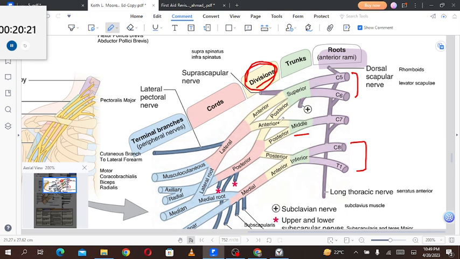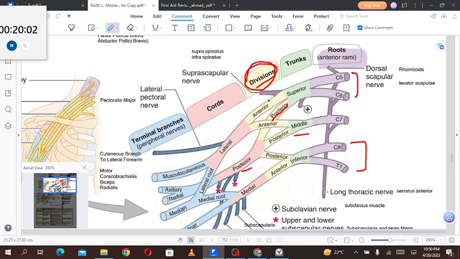Now, all the 3 posterior divisions will join together to form the posterior cord, right? I hope that it is very clear that all the 3 posterior divisions from all the 3 trunks will join together to form the posterior cord.